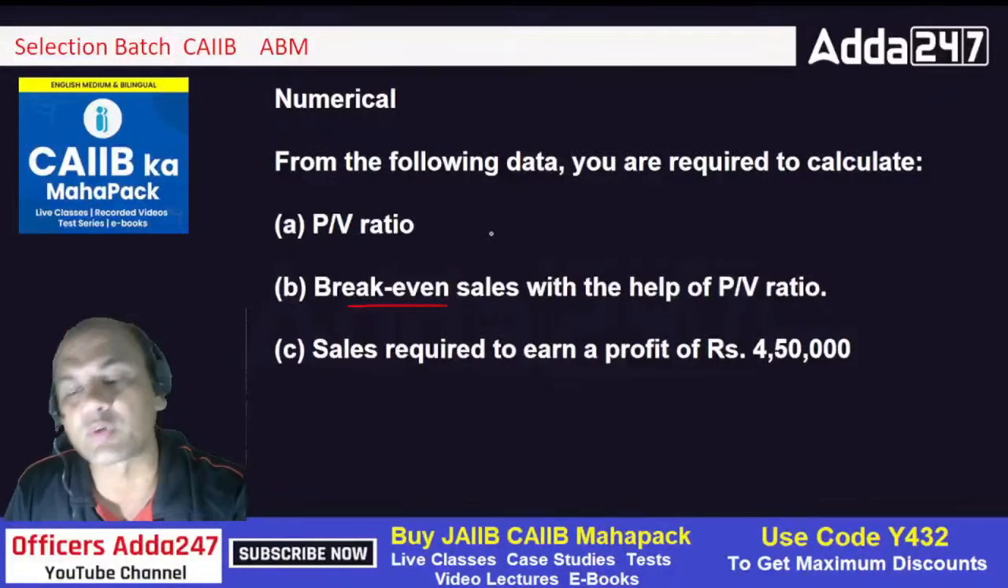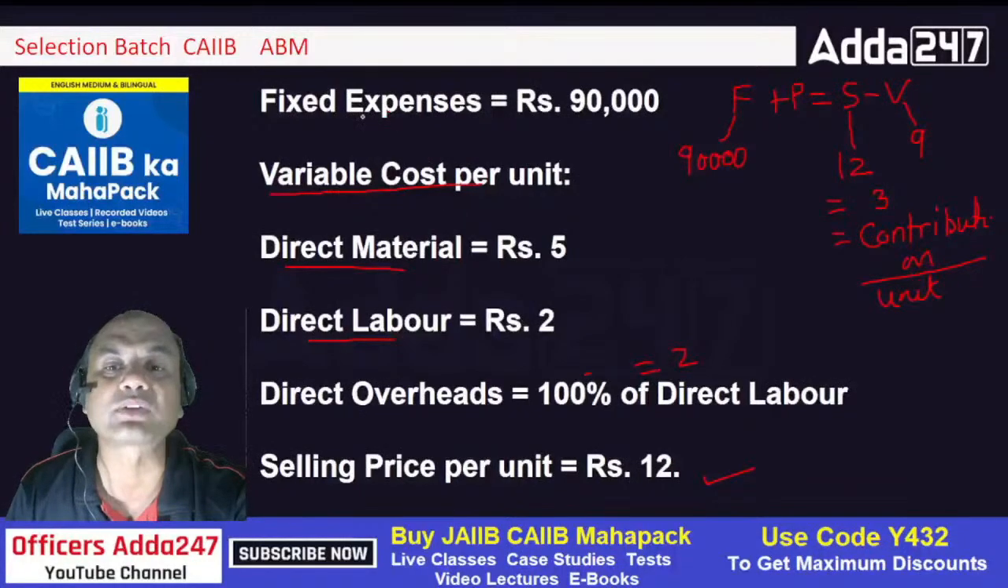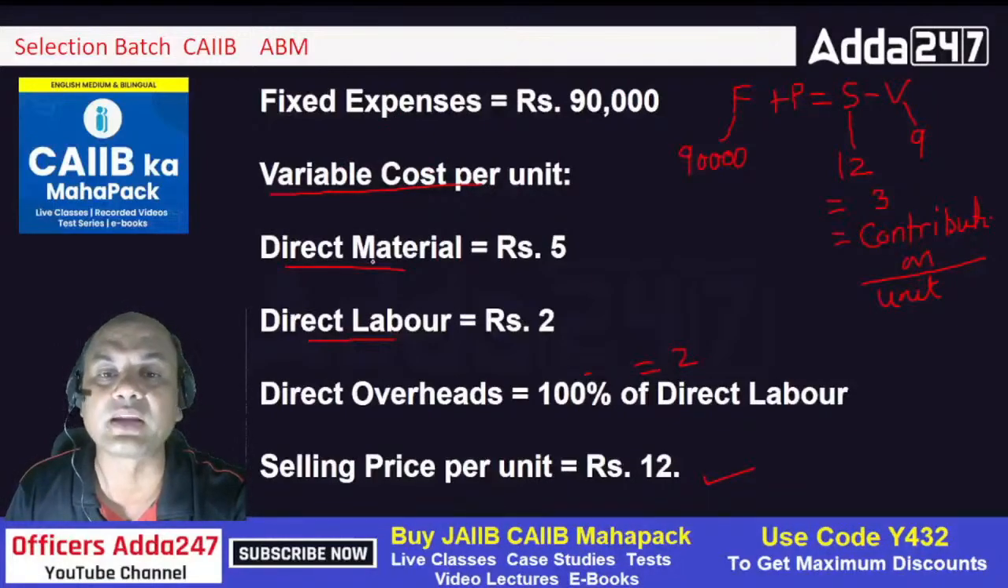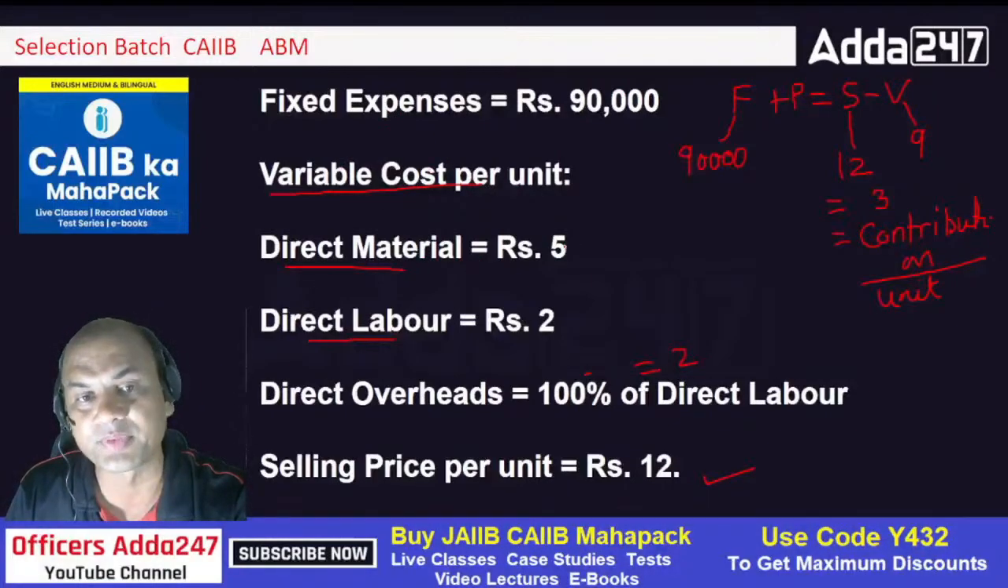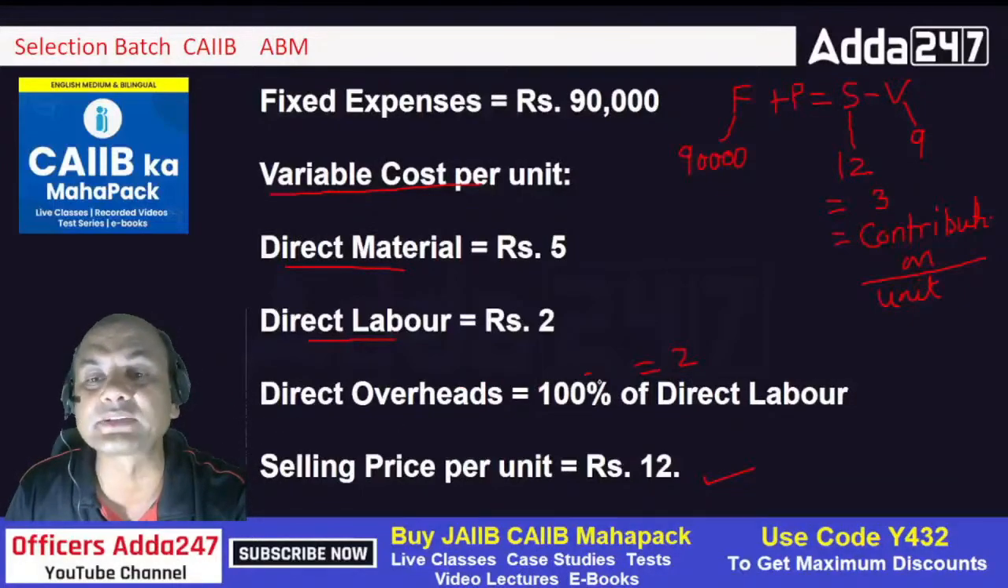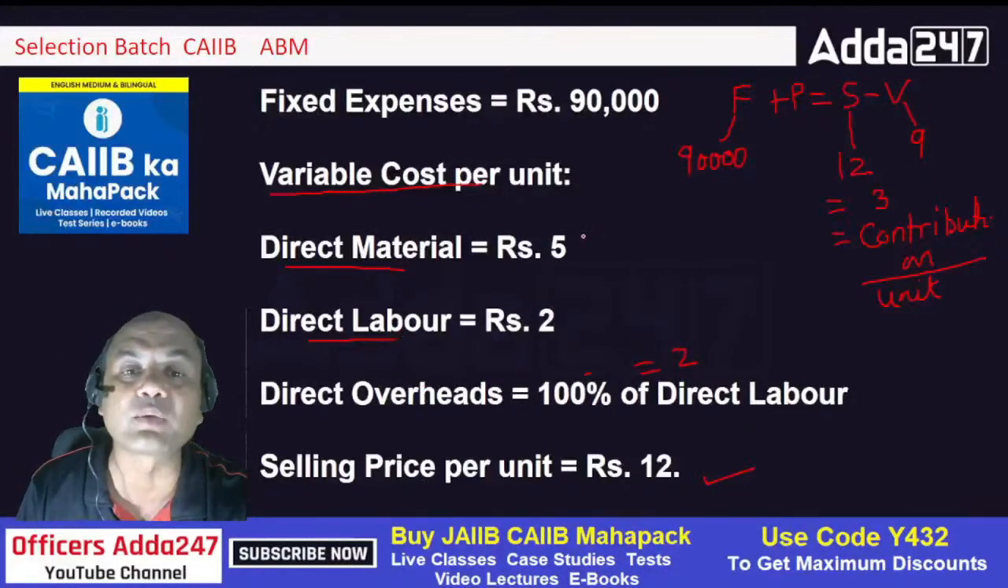Okay. So what is the data given? The data given is fixed cost equal to 90,000. Variable cost per unit. Now what is the variable cost per unit given? Direct material is given as rupees 5. Direct labor is given as rupees 2. Direct overheads are given as 100% of the direct labor. So what do you mean by this? Direct overhead equals 100% of the direct labor. So what is direct labor? Direct labor is 2. So 100% of 2. So direct overhead again becomes what? 2 rupees. So what is my total variable cost now? Direct material plus labor plus overhead, 5 plus 2 plus 2. Total 9 rupees is my variable cost.